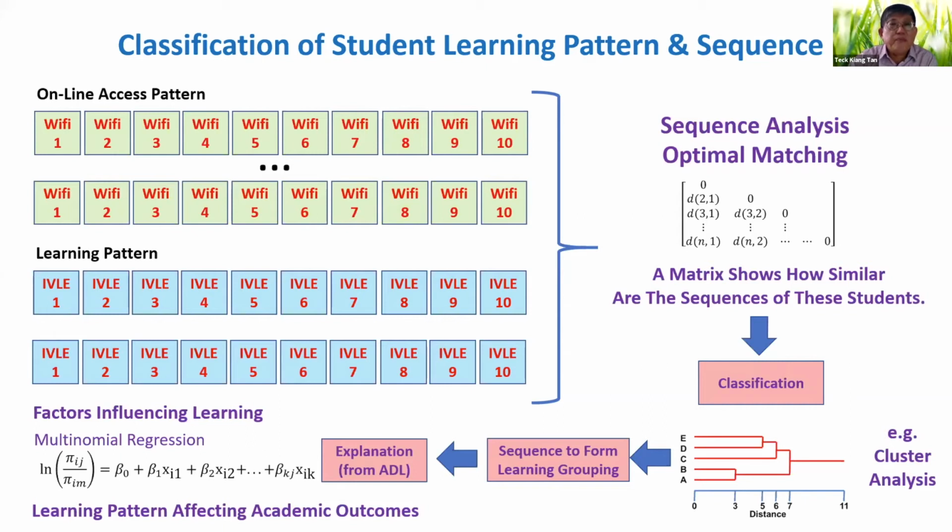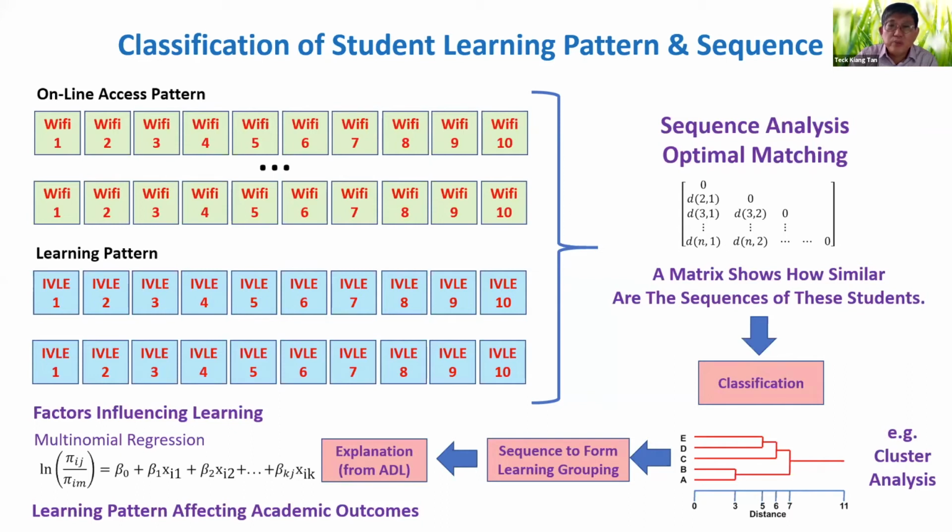learnings being captured there. So just to go through what is expected if you are using sequence analysis, using optimal matching to match the students. Once you have a distance matrix, then we can classify the students using classification techniques such as cluster analysis. Let's say after the sequencing, we classify them into 3 groups of different learning patterns. Then we can carry out further analysis, let's say multinomial regression analysis.